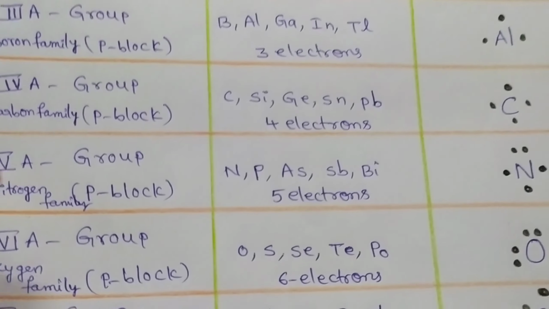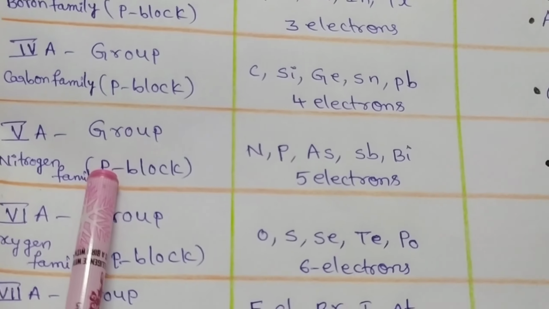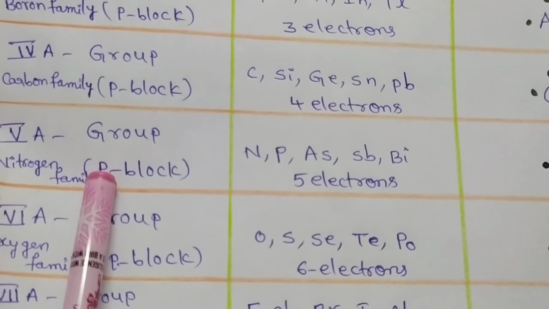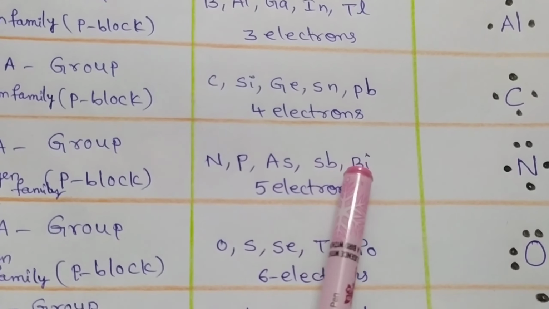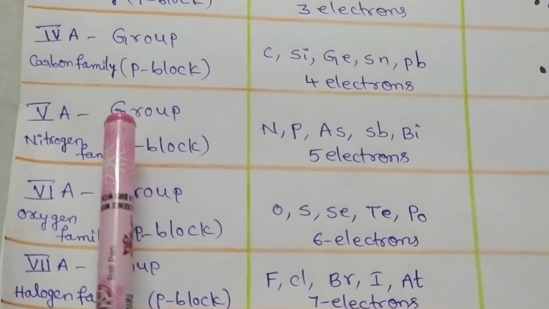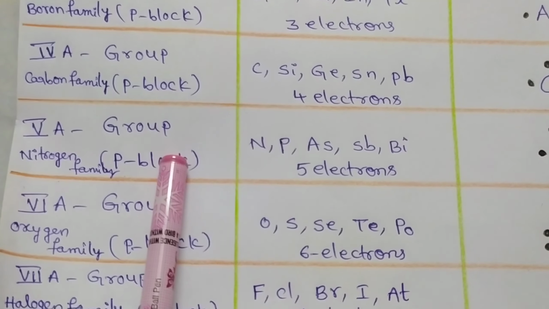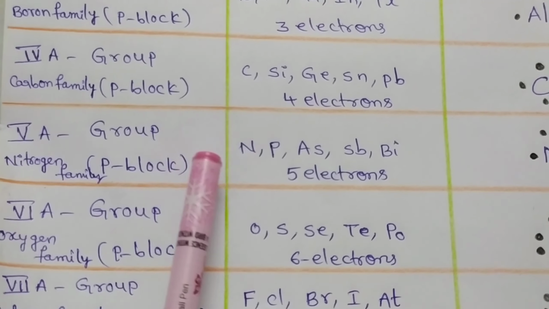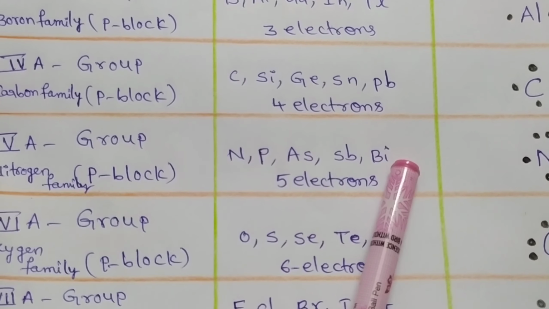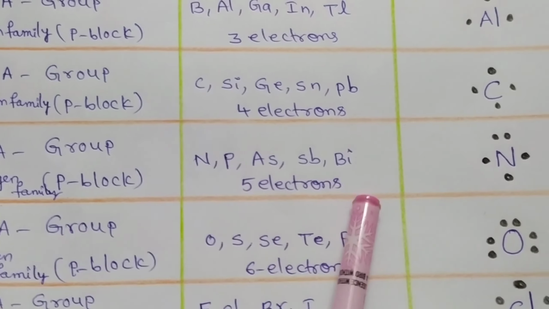Now we can discuss 5th A group elements. The 5th A group elements are nitrogen, phosphorus, arsenic, antimony and bismuth. These elements contain 5 electrons in their outermost shell, so these elements contain 5 valence electrons.